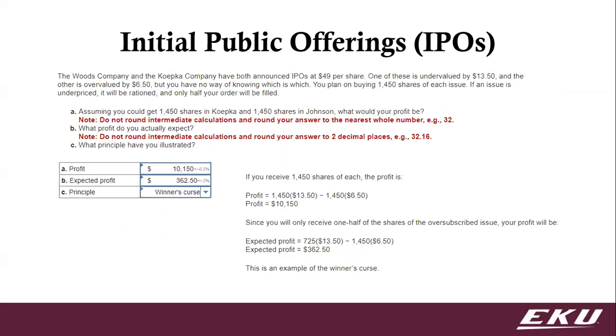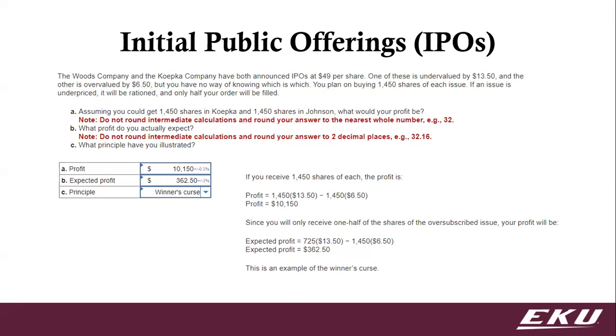Okay, this is an initial public offering or an IPO. So you have two firms. They both announced an IPO at 49 a share. One of them is undervalued by 13.50, and the other is overvalued by 6.50, but you don't know which is which. And so you plan to buy 1,450 shares of each. If an issue is underpriced, it'll be rationed, and only half your order will be filled. So you don't know which one's which, but you do know you're only going to get half of it if it is the underpriced one.